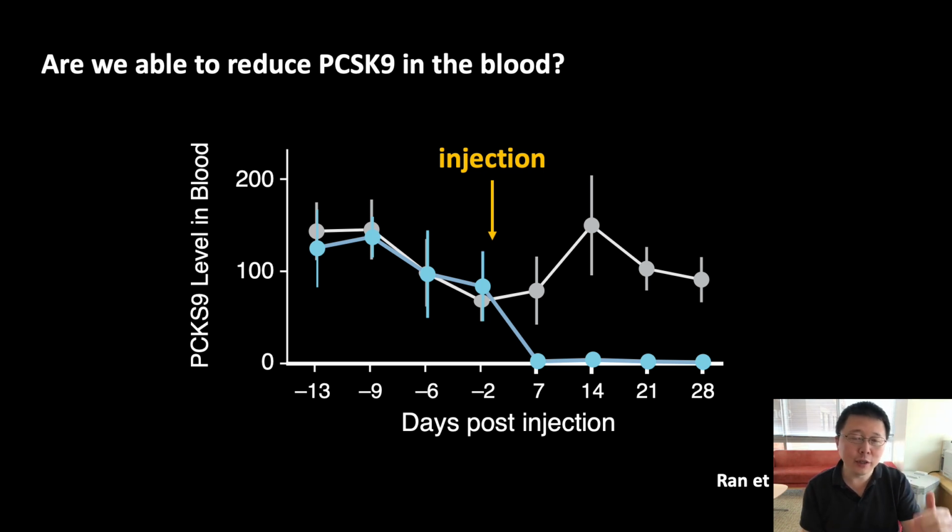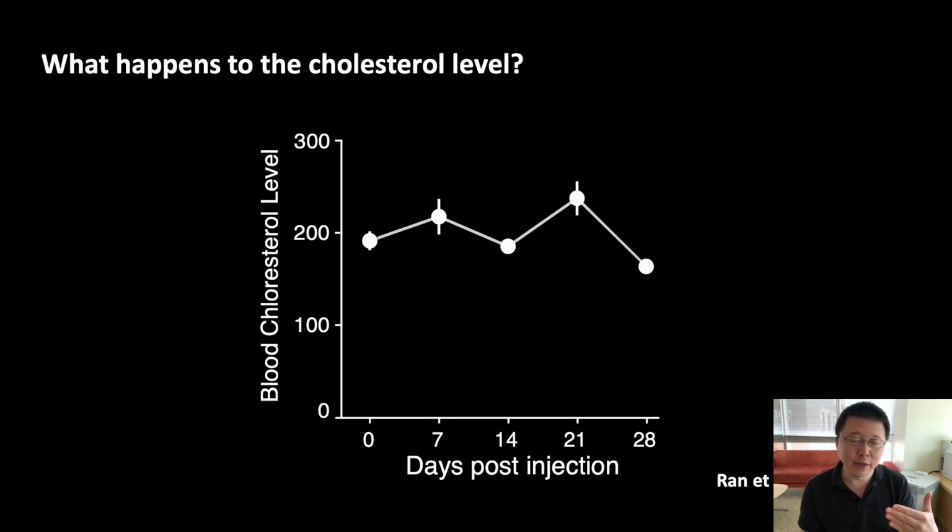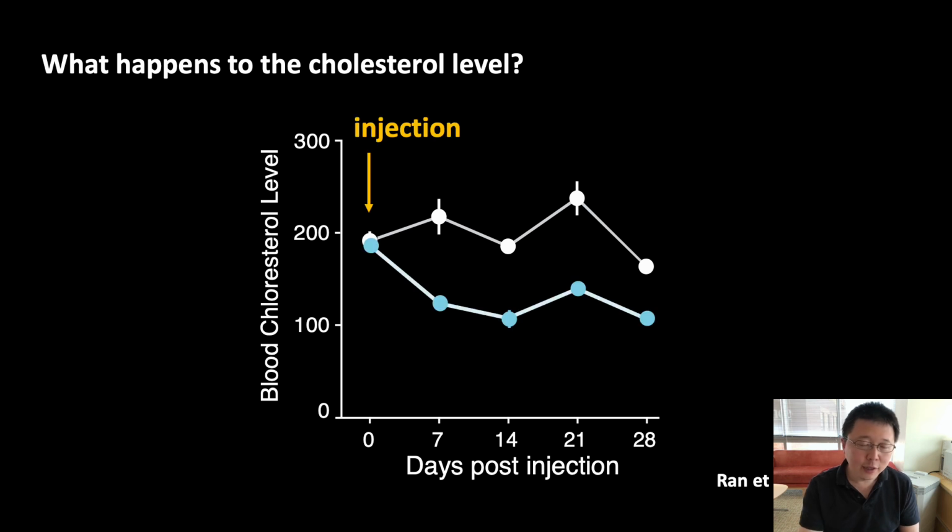A reduction in the PCSK9 protein level should result in a reduction in the cholesterol level. And so this is what the cholesterol data looks like. Here is a mouse that only got the vehicle injection, so it didn't get the Cas9 PCSK9 targeting viral vector. In comparison, for a mouse that received the PCSK9 targeting vector, we can see that cholesterol level dropped by 50%.